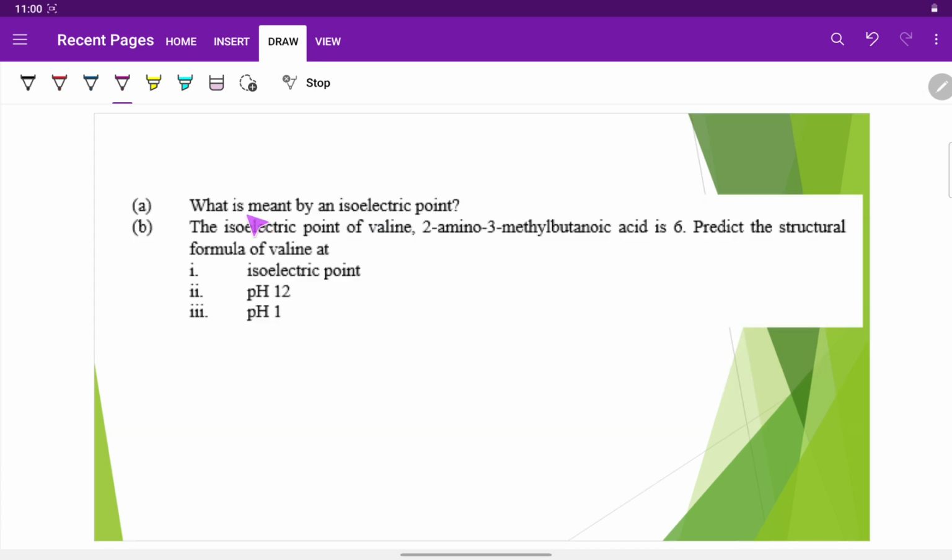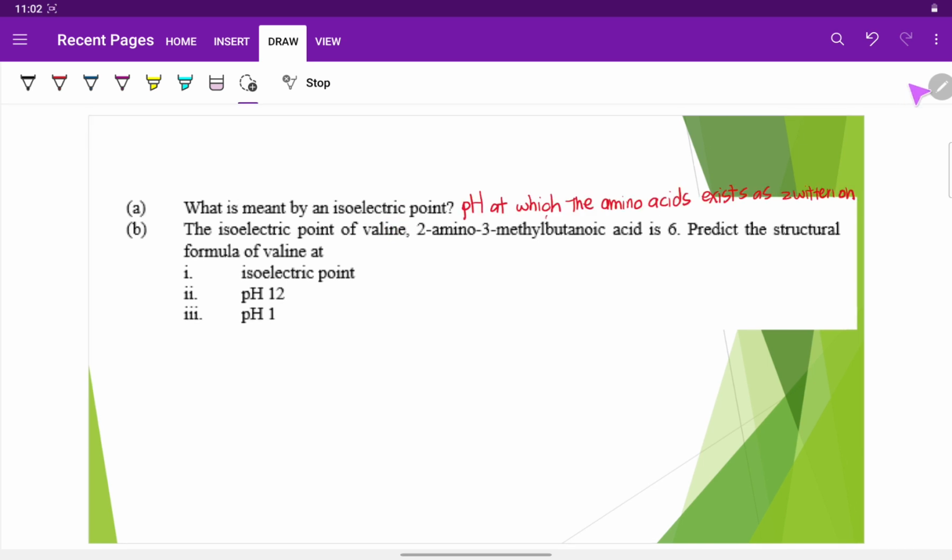Okay, look at this question. So what is meant by an isoelectric point? So the answer will be pH at which the amino acid exists as zwitterion. So nyatakan saja dia adalah zwitterion. So this is enough. Okay, next B.